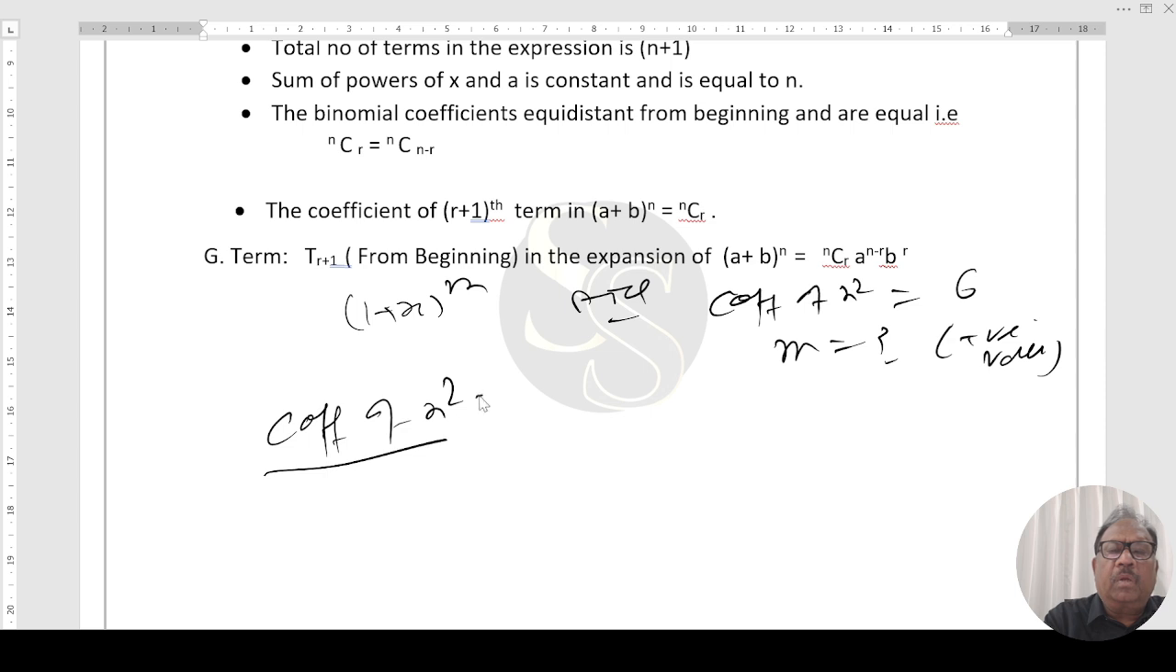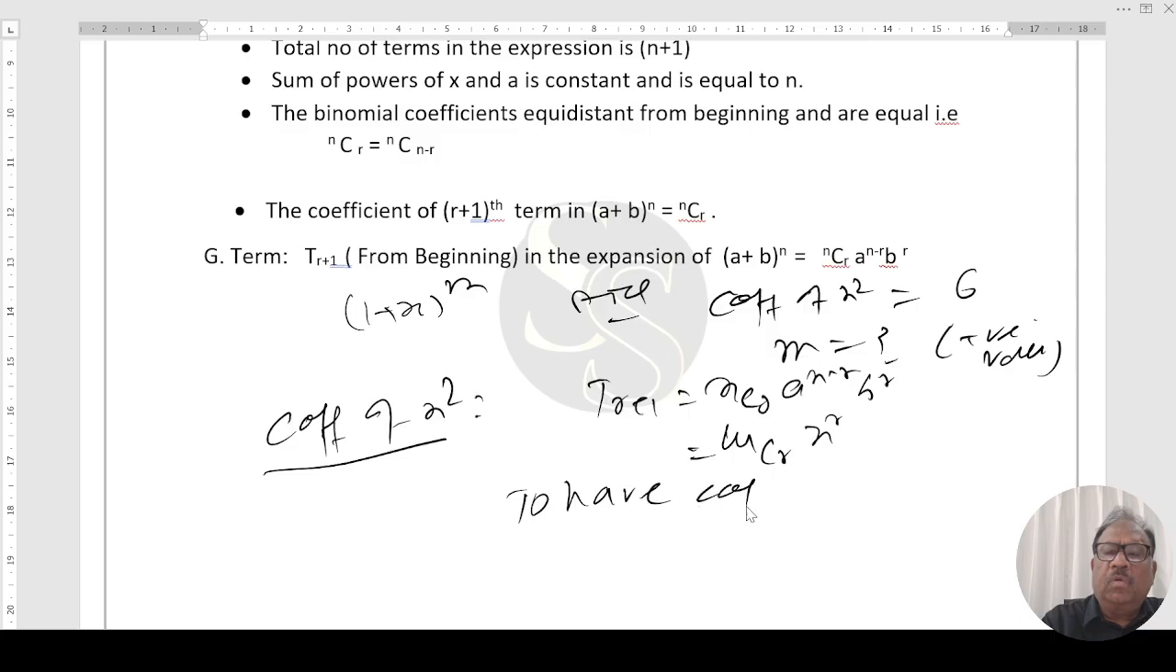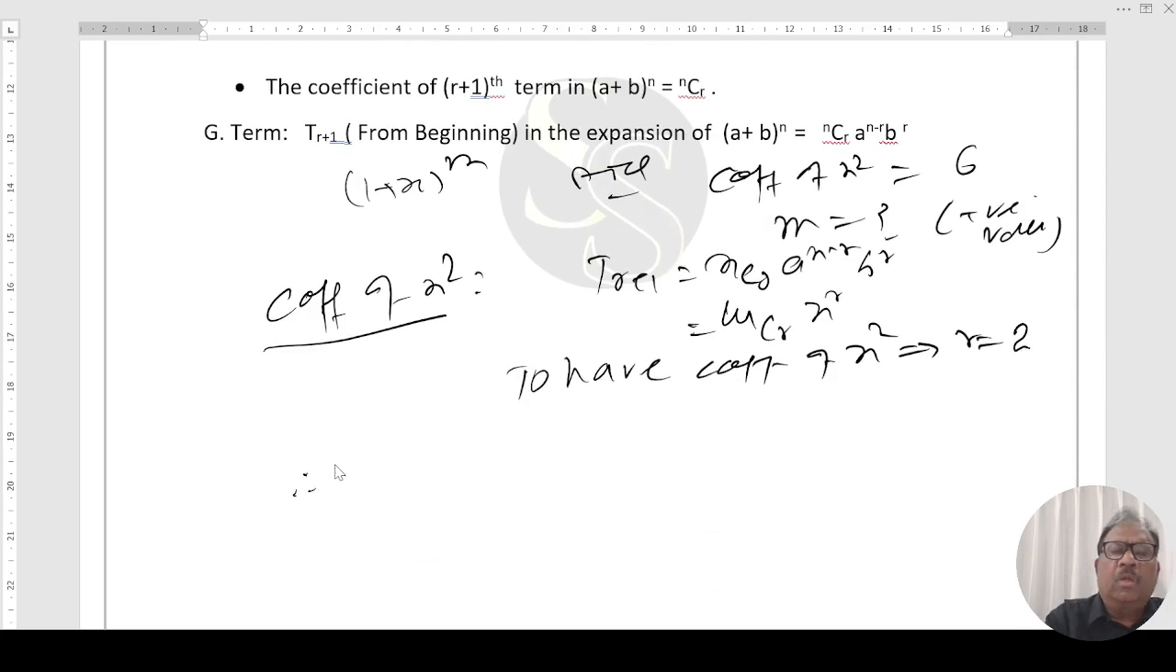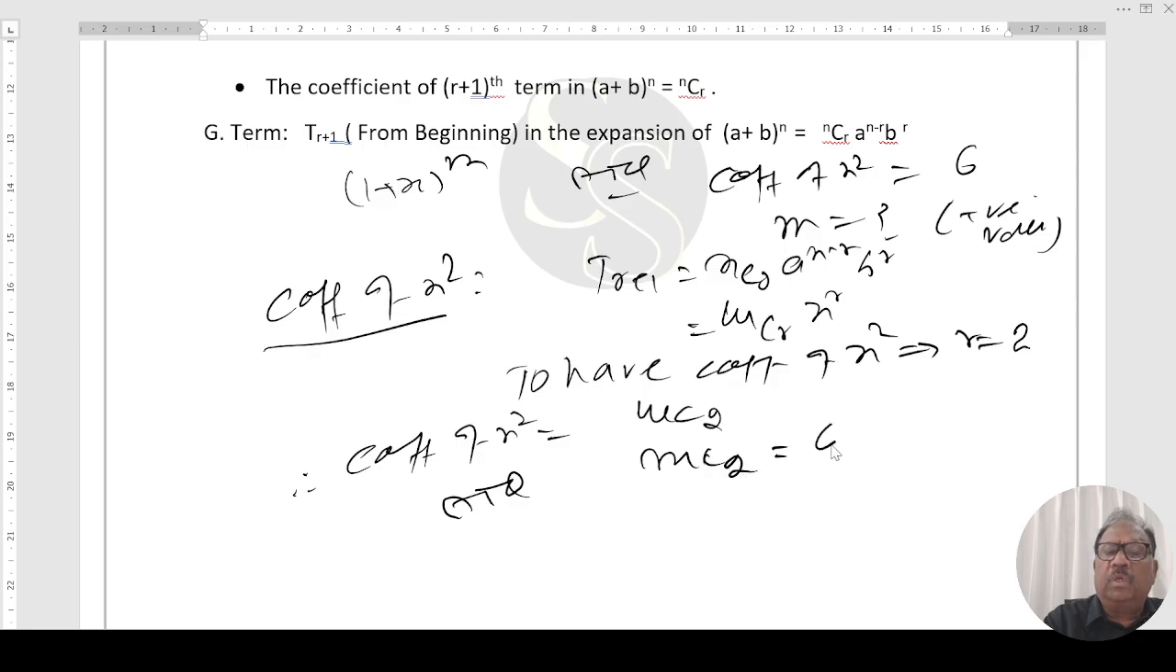So for the coefficient of x square, what do we have to do? You know T(r+1) equal to nCr a to the power n minus r b to the power r. That is equal to mCr 1 to the power m minus r, x to the power r. To have the coefficient of x to the power 2, r should be equal to 2. Therefore, coefficient of x square is mC2.